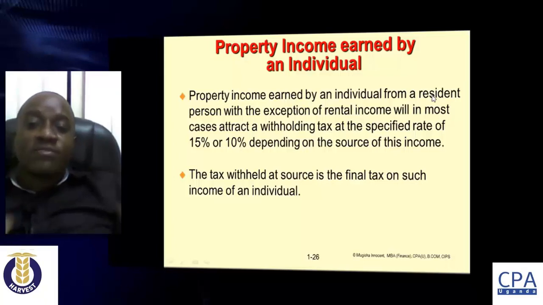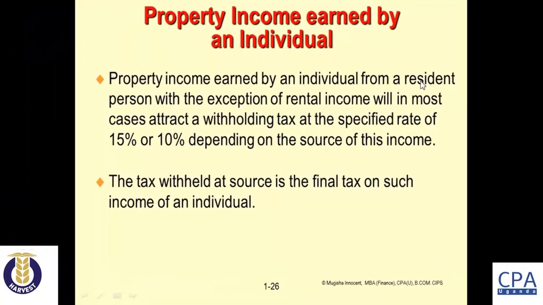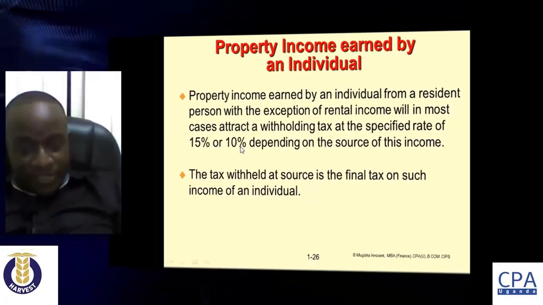So for those who may have confusion on what is a resident person, please try to download our lecture on resident persons. Let's talk about a resident company. A resident company would be a company that is registered in Uganda, management is in Uganda, operations are in Uganda. So if you receive a dividend from a resident company, that dividend is going to be taxed at 15% or 10% by way of withholding.